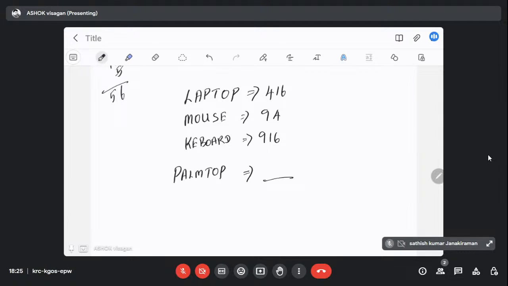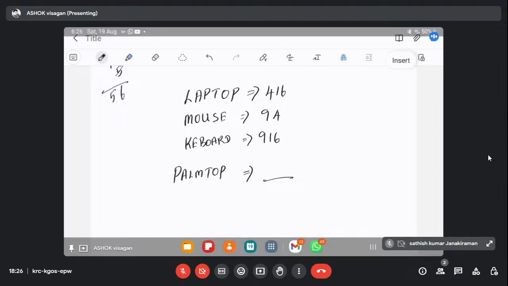Laptop is coded as 416. Mouse is coded as 94. Keyboard is coded as 916. So what is the code for the word pom-tom? I'll give you 1 minute of time. Just get the answer for this.